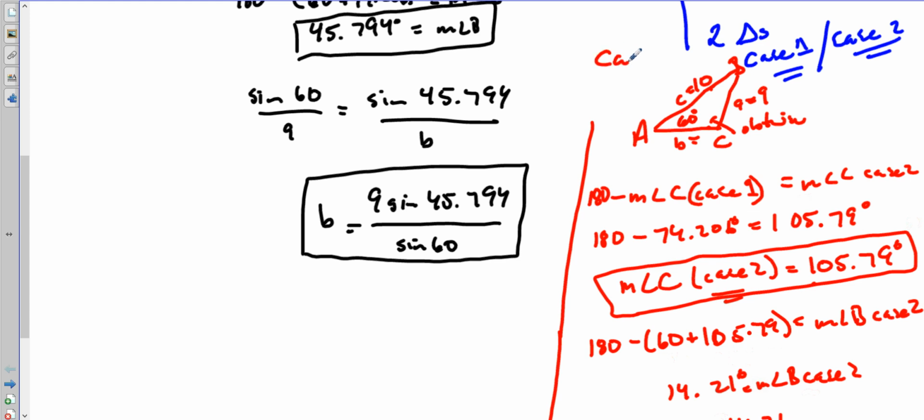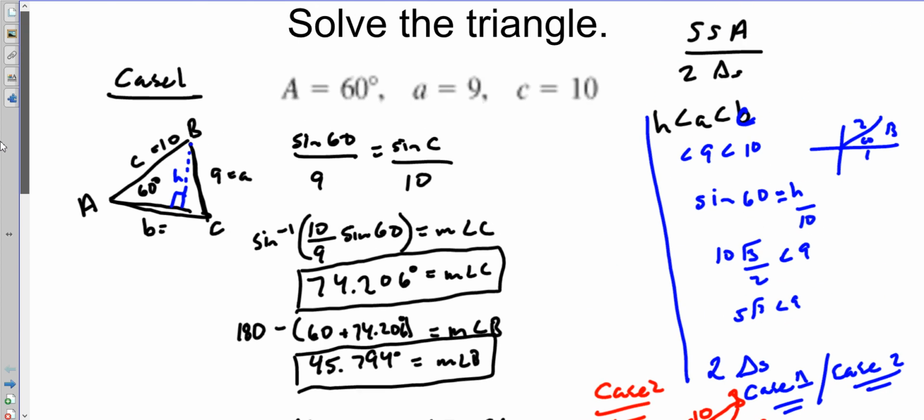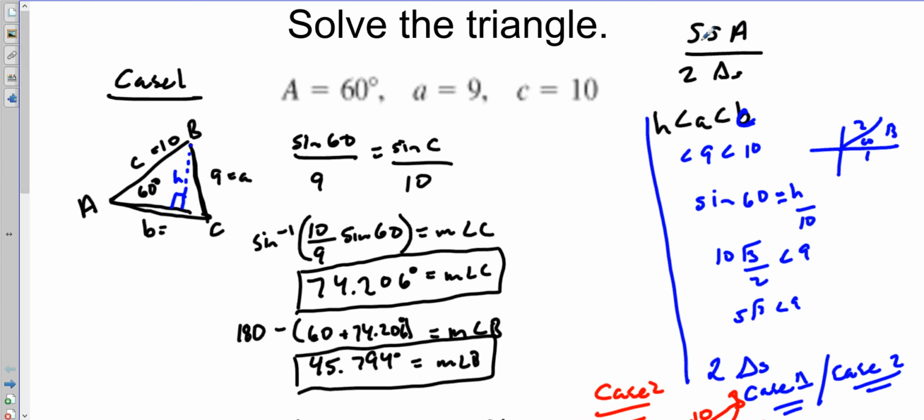So you have to be very careful when you have side-side-angle. You have to compare the one not opposite the angle. In this case, it was C, and determine, do we have 2 cases or is it 1 case? If A is greater than C in this case, then we would have 1 triangle, but this is not the case here at all.